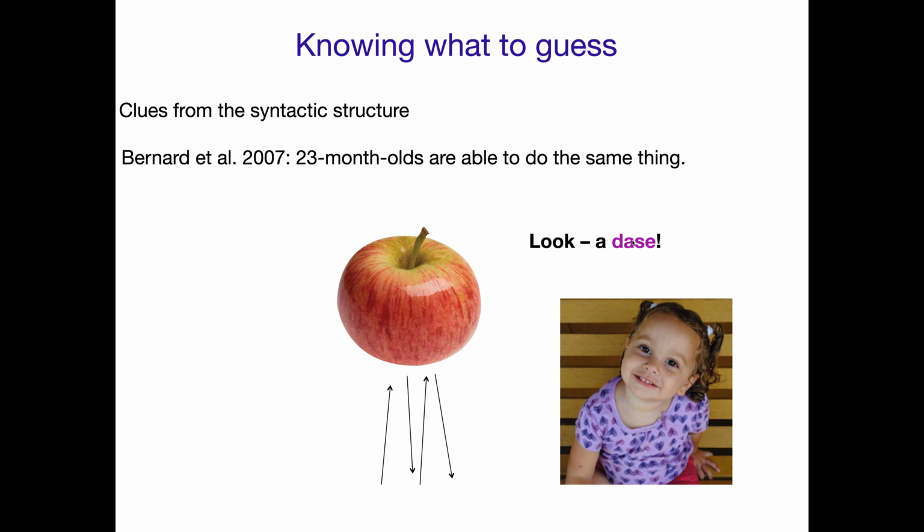Versus if you say, look, a daze, look, a fruit, something is a nouny type thing that can fit there as the object, and then they know to look at the object. So 23-month-olds can do the same kind of syntactic structure focusing, again, with a simple linguistic context.